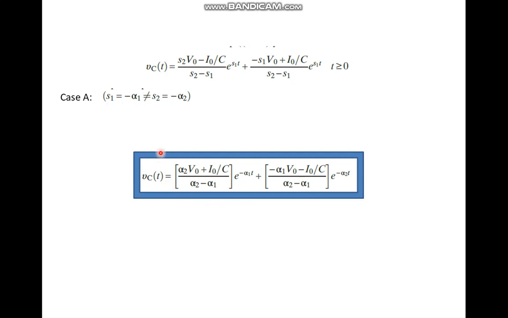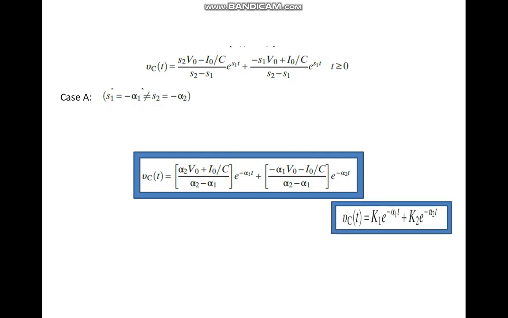In such an expression, we can see that the value of Vc of t is equal to a constant multiplied by e raised to the power first root S1 t plus another constant k2 multiplied by e raised to the power second root of characteristic equation multiplied by t. So in general form, the expression of Vc of t in case the roots are real and distinct is Vc of t equal to k1 constant e raised to the power s1 root times t plus k2 constant e raised to the power second root times t.